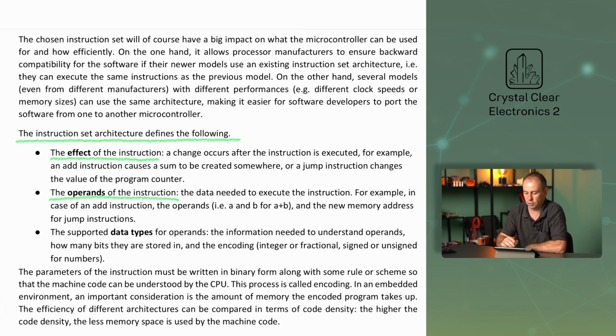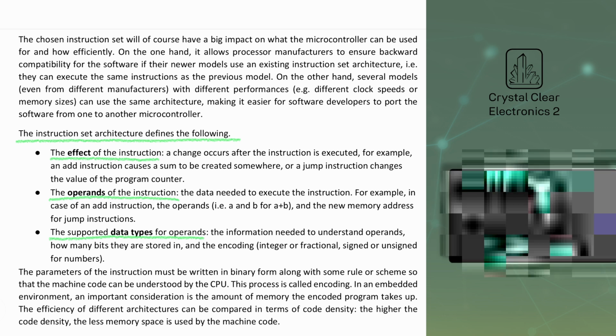The third is the supported data types for operands. The information needed to understand operands: how many bits they are stored in, and the encoding, integer or real, signed or unsigned for numbers. The parameters of the instruction must be written in binary form along with some rule or scheme so that the machine code can be understood by the CPU.